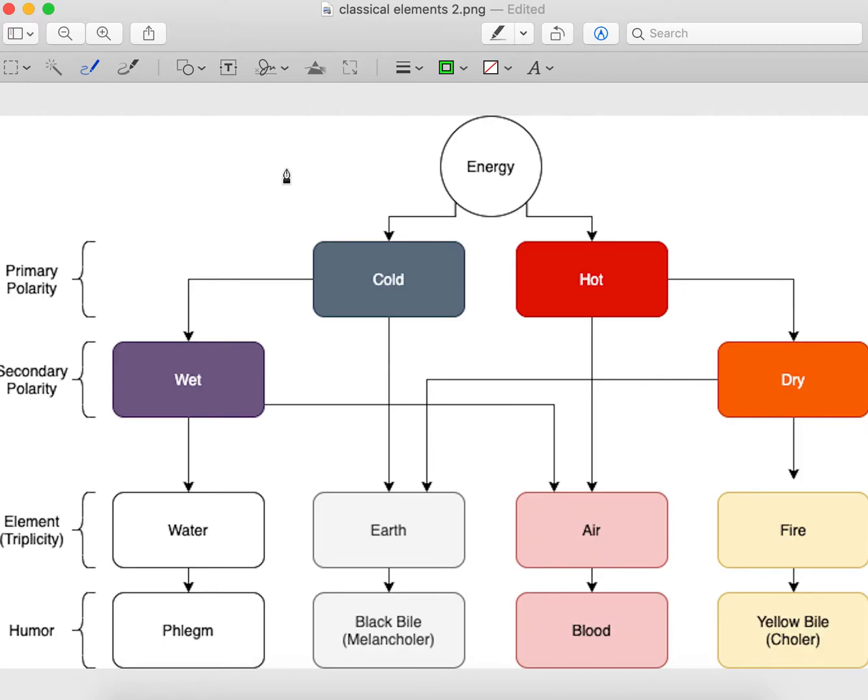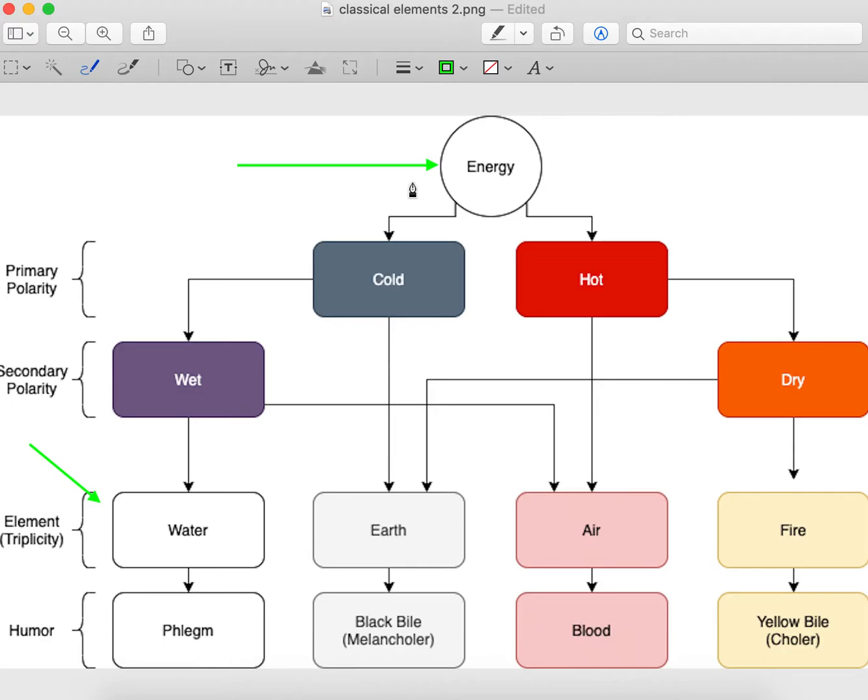Now, when we're talking about the classical system of the elements, what we're really talking about is modulation of energy. And this is broken down into several binaries that recombine to create the elements themselves. So our goal is to get down to this level here where we actually see the elements, but we need to start up here with energy, which is the root of all of this complication that you see before you.